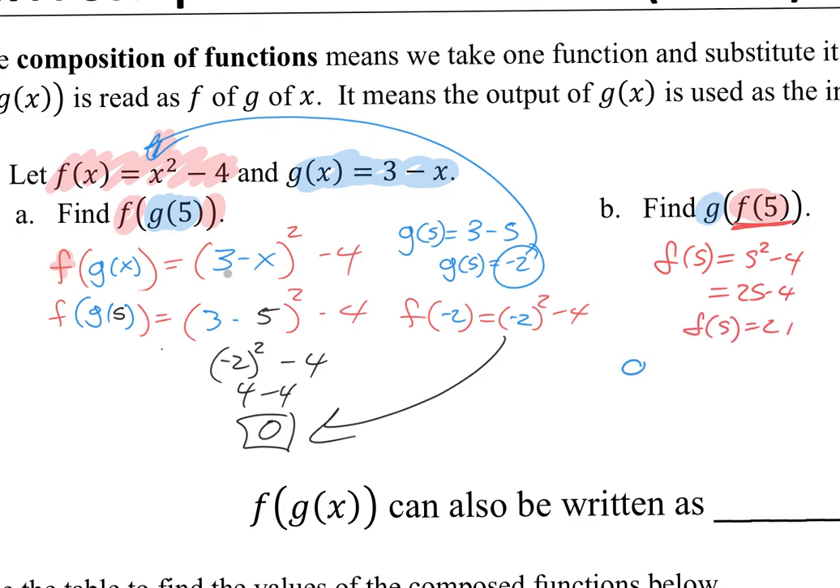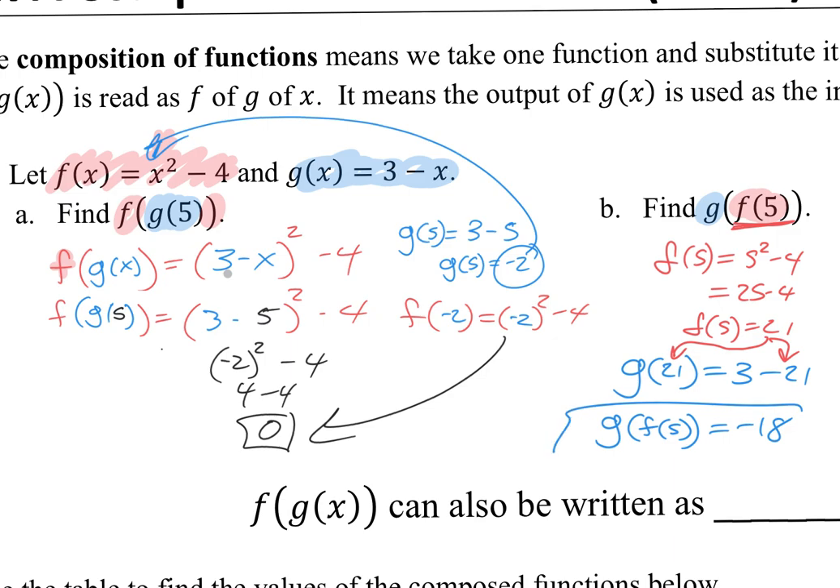Well, now I can go to the g function, and I can say, well, what's g of 21? And I'd be like 3 minus 21. And again, I'm getting that 21 because that's what I got out for the f of 5. And so we could say the g of f of 5, I didn't color code it this time, is negative 18. Easy peasy.